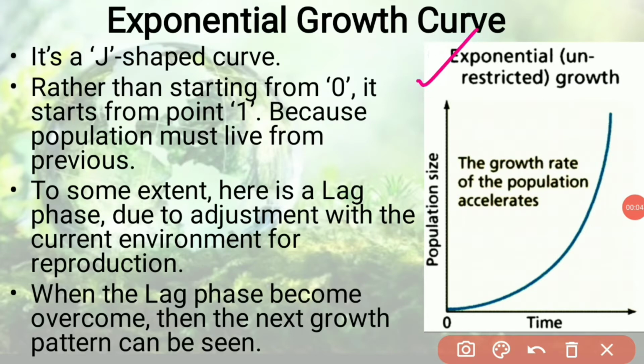Okay, so this is the exponential growth curve, and it is mainly a J-shaped curve. You can see that it is not starting from 0, it is starting from 1, because the population must exist from before, right, which is gradually reproducing and increasing the whole population. That's why. Here, to some extent, there is a lag phase due to adjustment with the current environment for reproduction, or I can say to proceed into the next generation, right? And when the lag phase is overcome, then the next growth pattern can be seen. Clear?